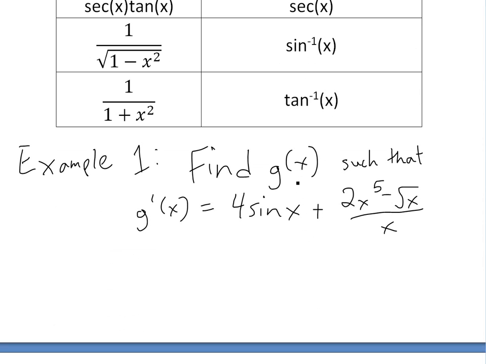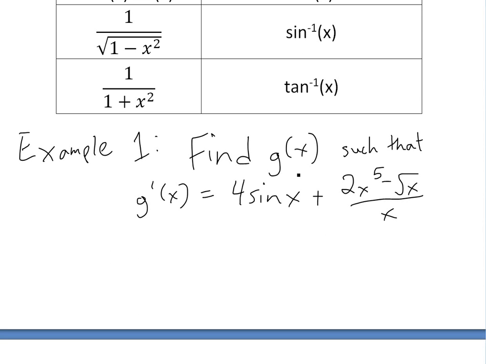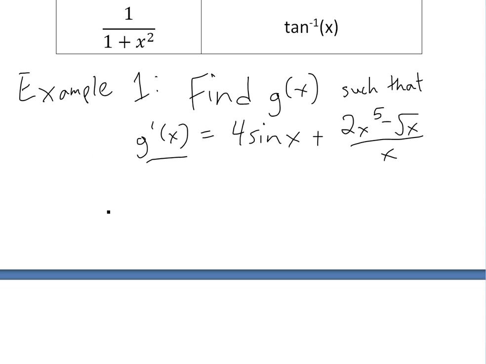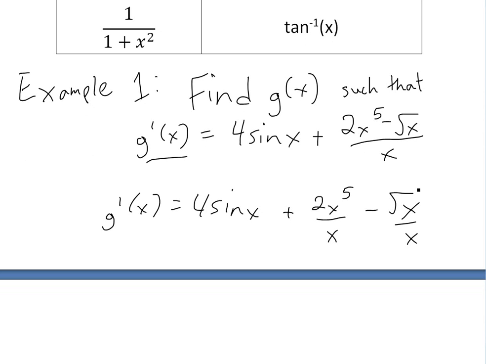Okay, so now the first example basically states: find g of x, or the antiderivative of this function here, such that the derivative of g of x is equal to 4 sine x plus 2x^5 minus square root x, all divided by x. Well, first thing we should do here is simplify this one. So we're going to have g prime of x equal to 4 sine of x plus, we just divide this on both sides, so we're going to have 2x^5 over x minus square root x over x. Remember, square root x over x, you could write it as x^(1/2) over x^1, and then if they're the same base, you could subtract.